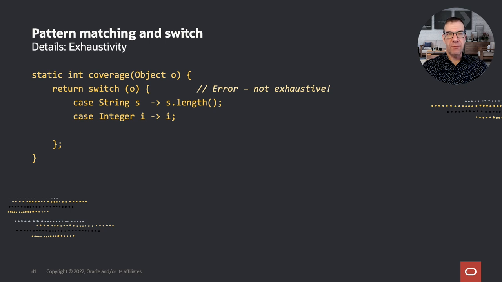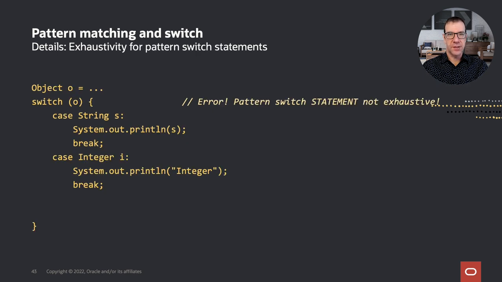You'll remember from our revision that switch expressions have to be exhaustive. So obviously that's going to have to carry over to pattern switch expressions. So the example on this slide is clearly in error because the pattern switch is not exhaustive. It only has cases for strings and integers. Luckily, it's normally very easy to make a switch expression exhaustive. You just add a default clause.